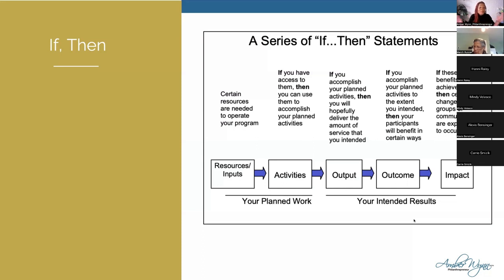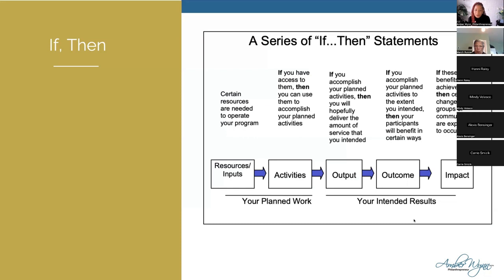This is the simplest way that I can explain the logic model: if-then. And if you are trying to work with outside stakeholders, this is the easiest way to help them understand the purpose of your program. If we have this, then this will happen. And if this happens, then this will happen. And ultimately, we will see impact in our program. The first part is your planned work. And then the second part is your intended results.